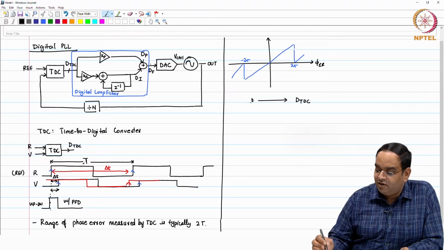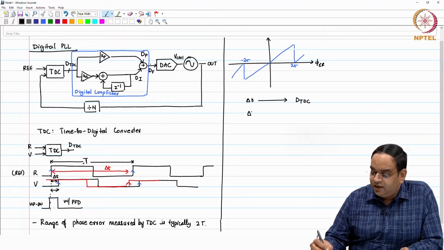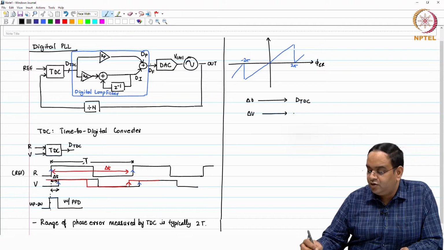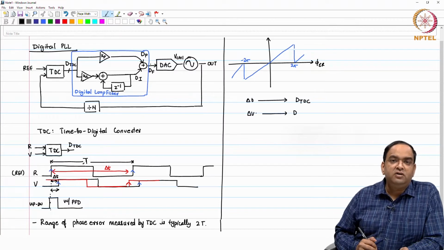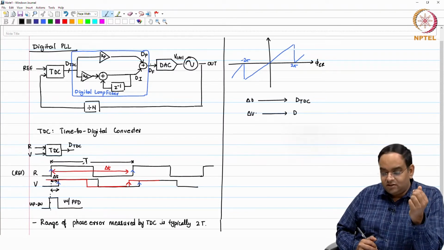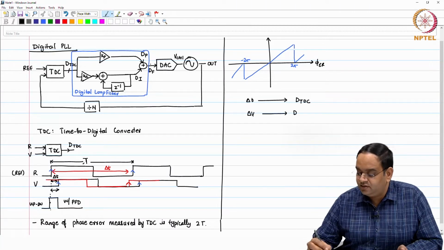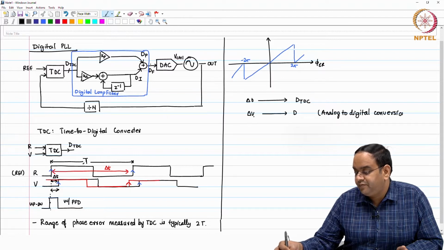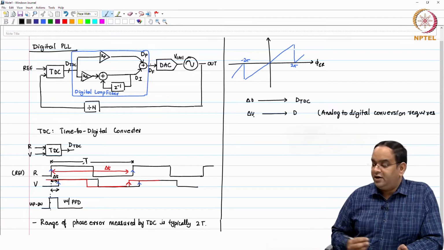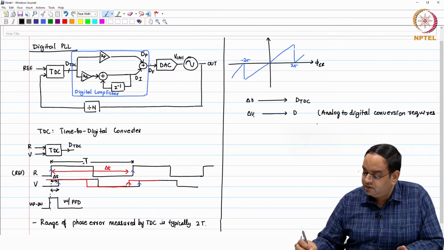So, when you have a voltage, for example, delta V, and you want to convert it into a discrete value D, what you need is a reference voltage, or whatever is your comparator threshold. Okay. This is like analog to digital conversion. Analog to digital conversion requires threshold voltages for comparators.